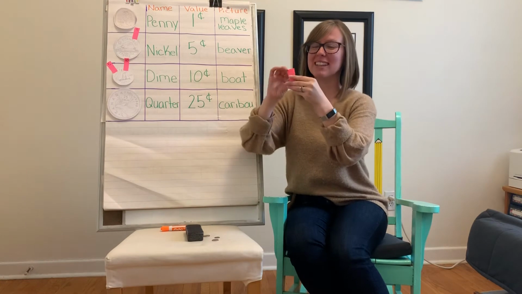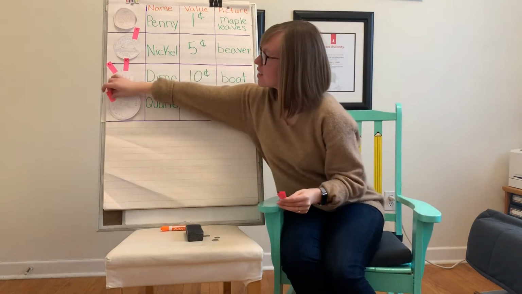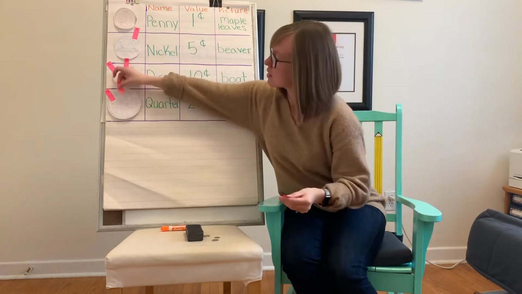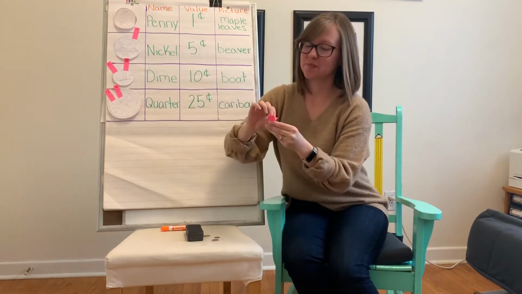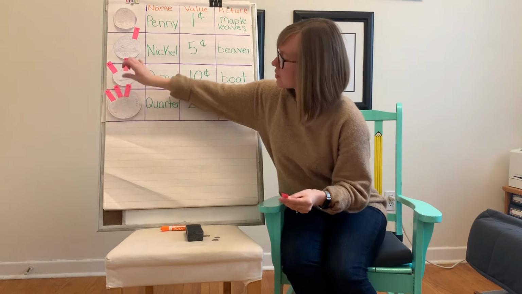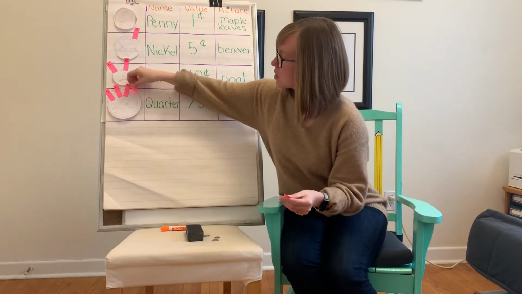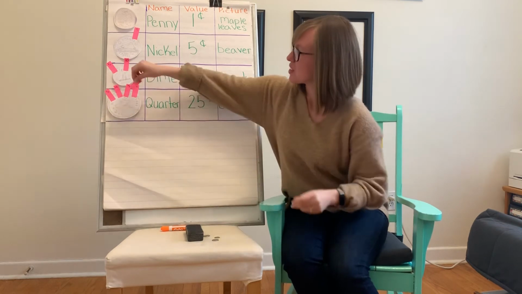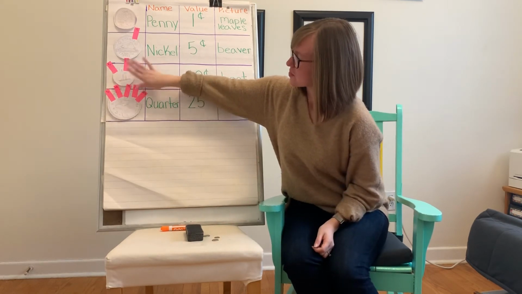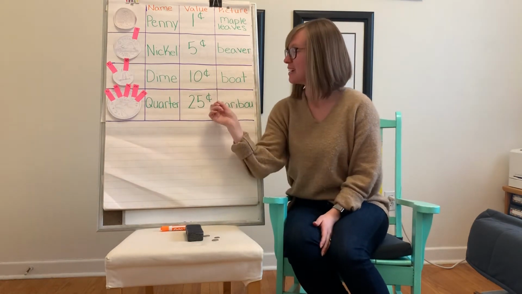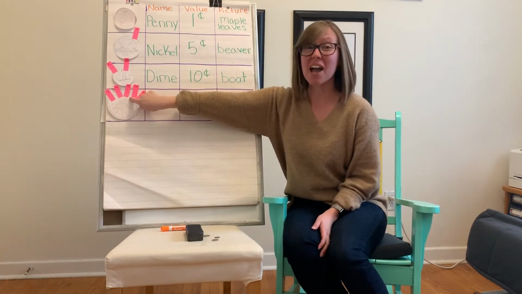So I'm going to add the little hairs here. There's our 5, 10, 15, 20, 25. There we go. So a quarter has such a big value that it has 5 hairs on it.